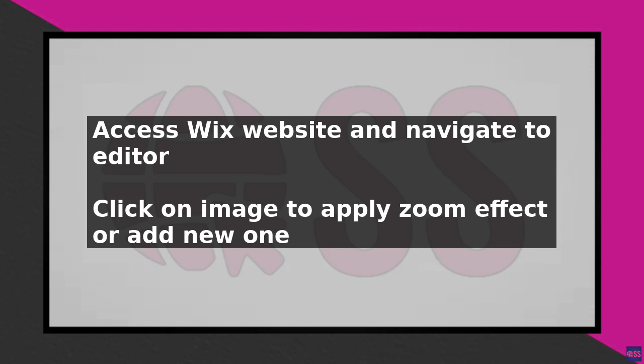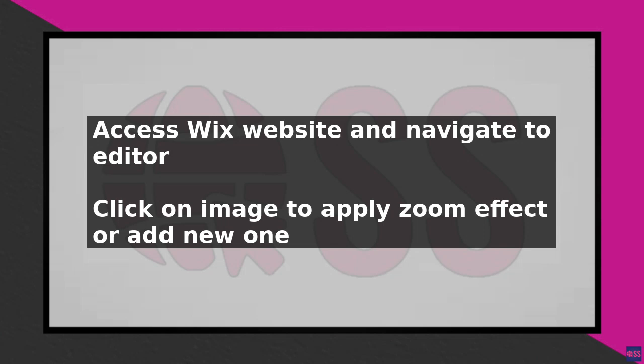If you don't have an image, add one by clicking on the Add Element button and selecting Image from the menu. Once you have selected your image, click on the Settings icon to open the Image Settings panel. In this panel, click on the Interactions tab and then click on the Add an Interaction button.